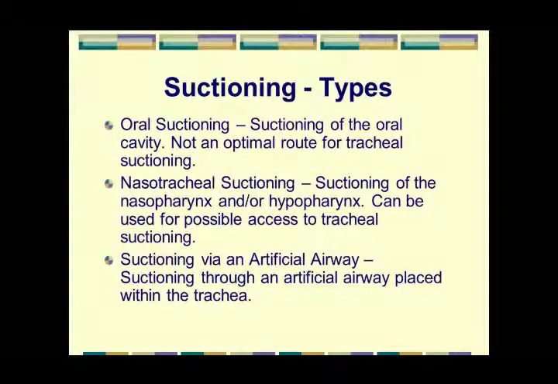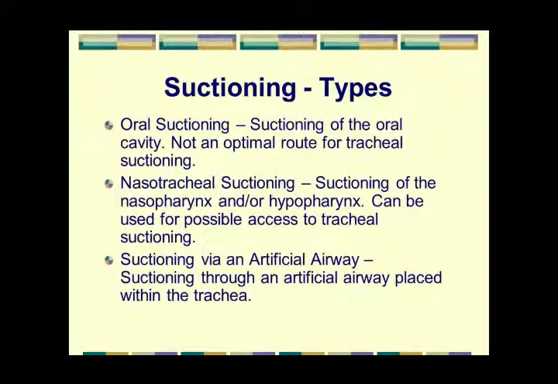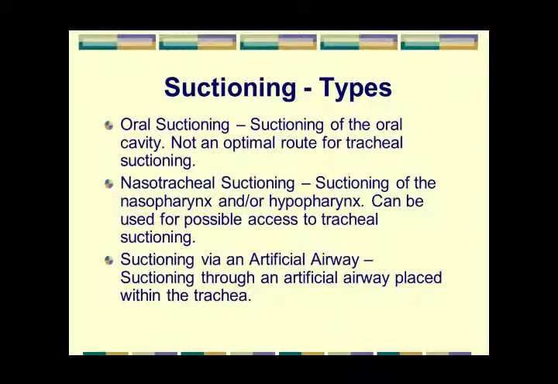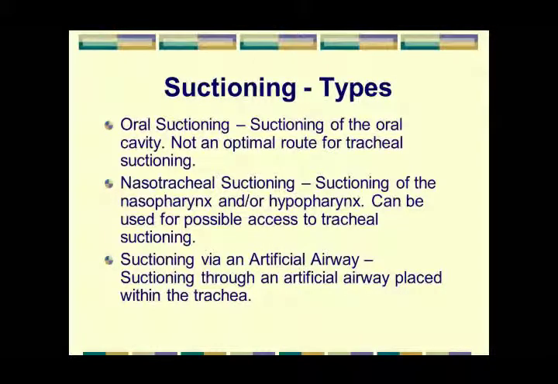Oral suctioning, which is basically just cleaning out the oral cavity. You're not going to get into the trachea by suctioning through the mouth. The angle of curvature isn't quite right, and there's too much of a gag reflex associated with it. Nasotracheal suctioning, on the other hand, using a nasal airway and passing through the nasopharynx, you can have access to the trachea through the laryngeal structures. More commonly, what we'll do is suction through an artificial airway that has been placed.